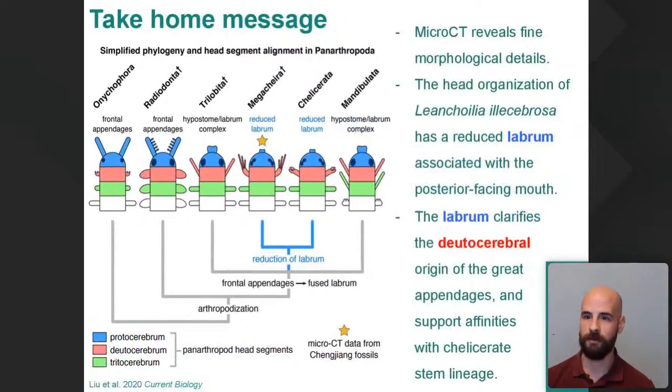So to conclude, what we have been able to show is that micro-CT reveals very fine morphological details that basically revive the study of Xinjiang. I mean, not that they needed to be revived, but it really opens a new dimension to their study. The head organization of the megacheirans has a reduced labrum associated with a posterior-facing mouth, which are important landmarks for understanding the segmentation of this animal. And the labrum clarifies the deuterocerebral origin of the great appendages, supporting likely affinities with the chelicerate stem lineage.